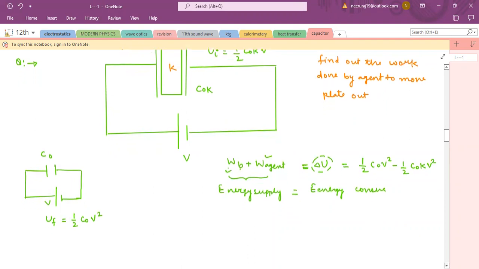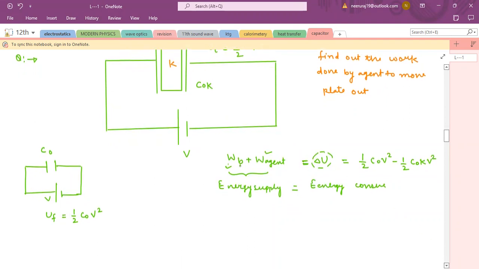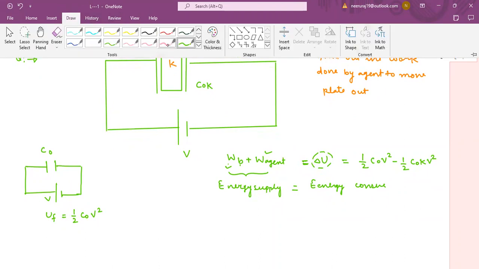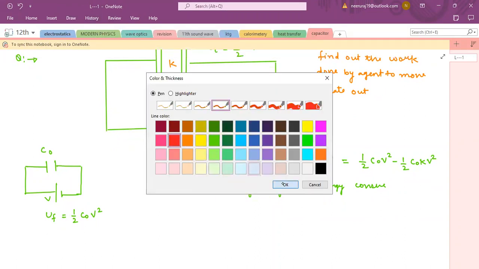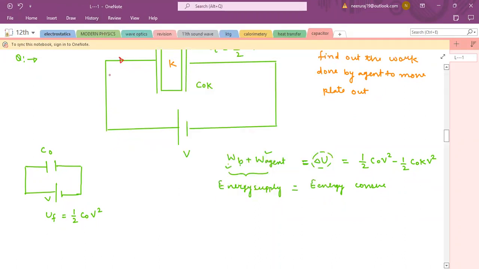Now in the next part, I just need to find out work done by the battery. So for work done by the battery, you need to see whether current is flowing into the battery or flowing out of the battery. For that, you need to see the charge. Charge on the battery here is CV, so this is C naught KV, right? And this is the initial charge. And this is the final charge on the capacitor. It is going to be C naught V.